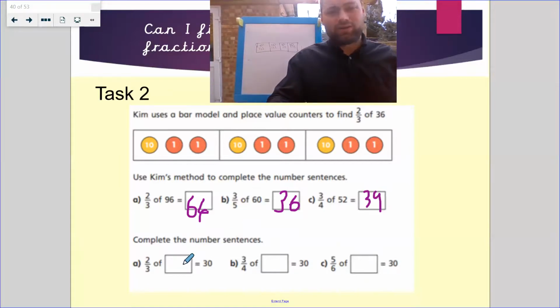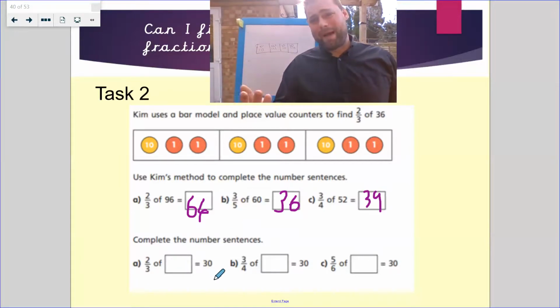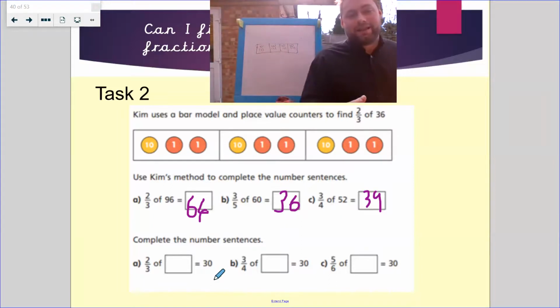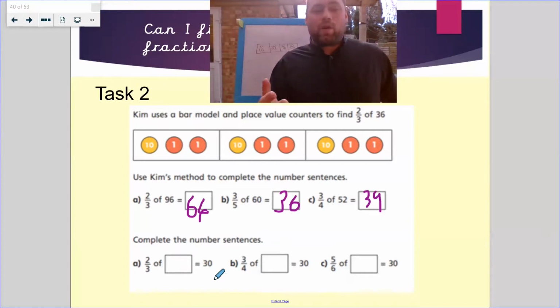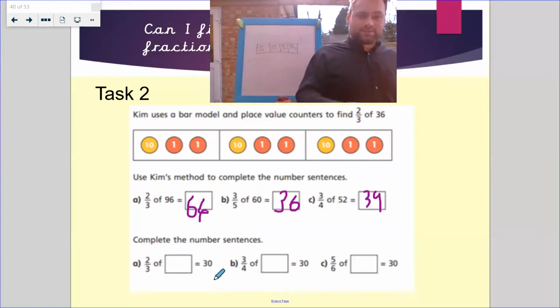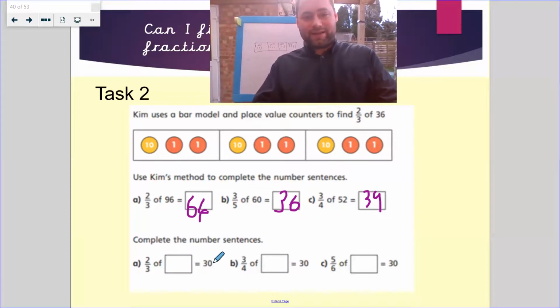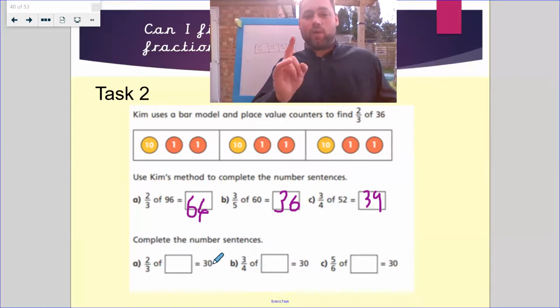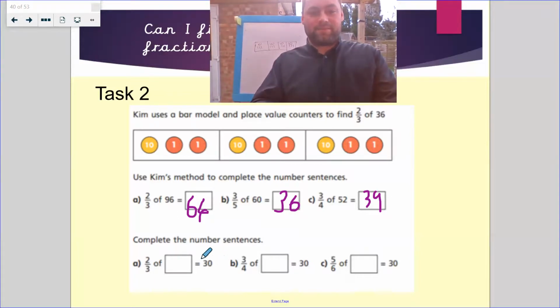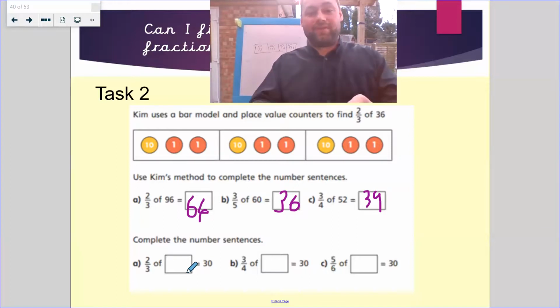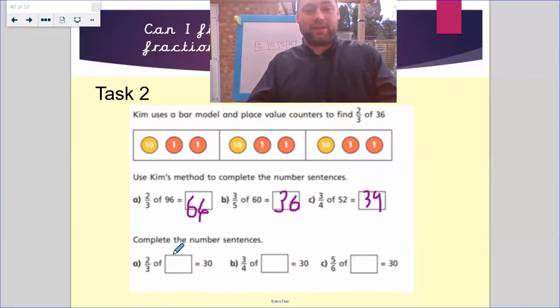For the next question, 2/3 of 30, we need to kind of work backwards, don't we? 2/3 of something is going to give us 30. So let's work backwards and try and find out how to do this. If we divide 30 by 2, because to get this number you've multiplied 1/3 of a number by 2 to give you 30, we get 15. Then if we do 15 times 3, we get 45.